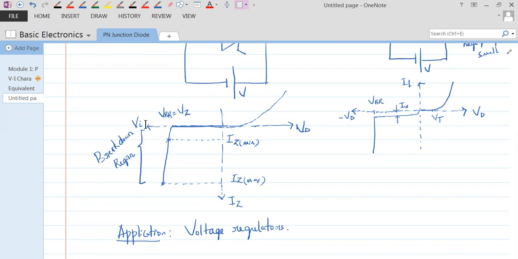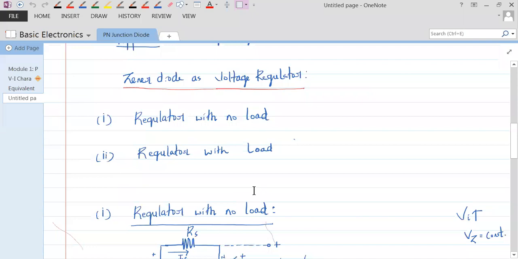Understand that, everybody? So when would you have Iz minimum? When would you have Iz minimum? Is the question. Okay, so to strike the range, or to get the range from minimum to maximum, what we do is this. Everybody see here.